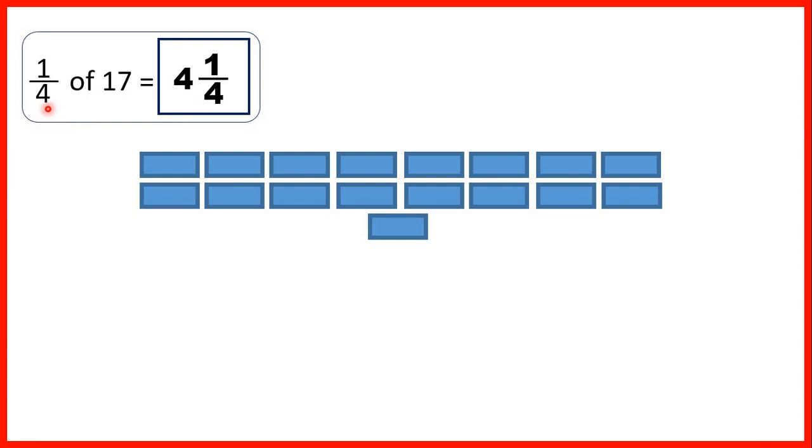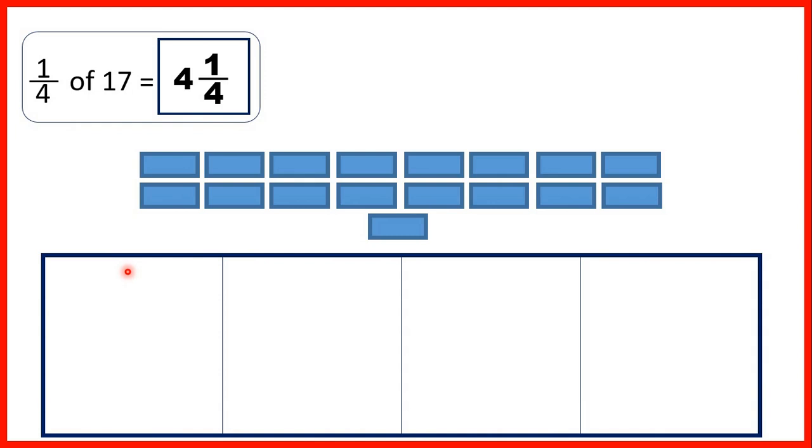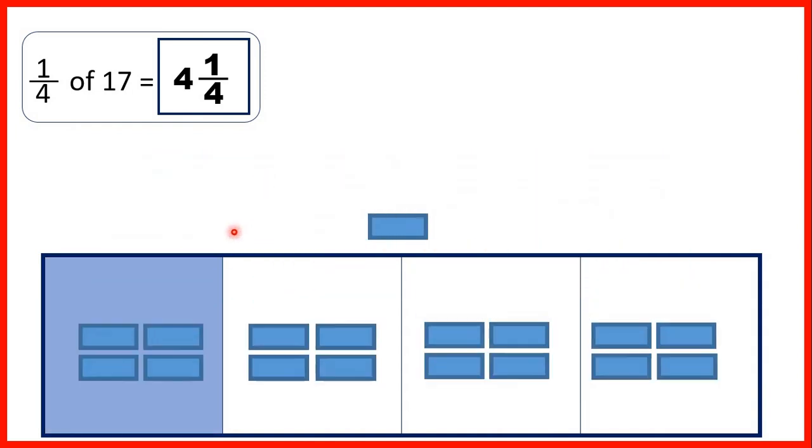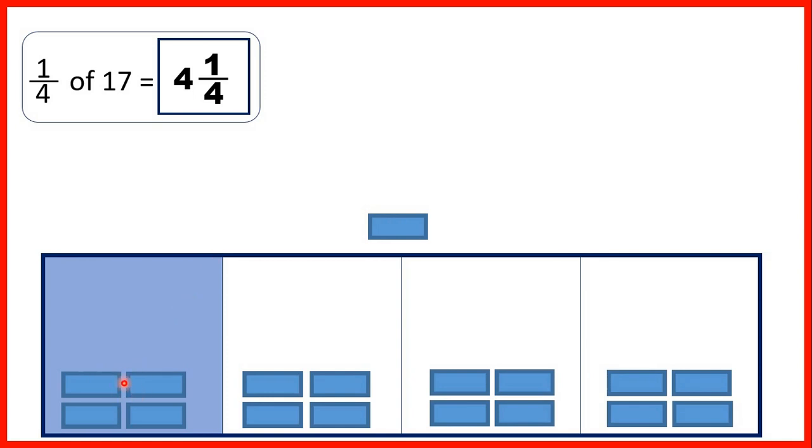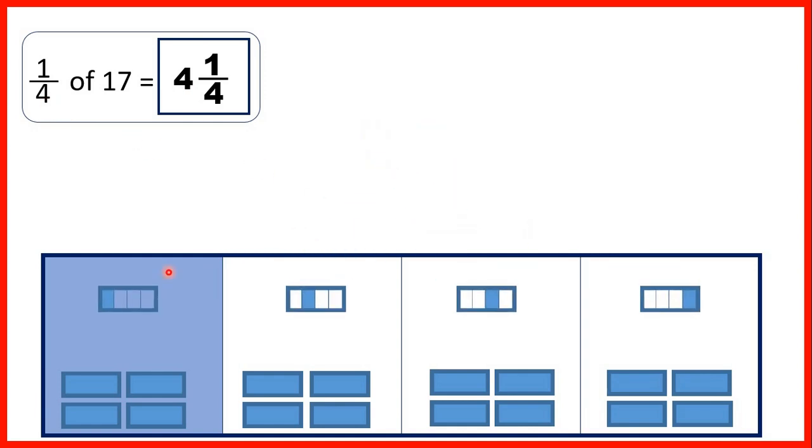Then we needed to find 1/4 of 17, so we can show a fraction bar split into quarters, and we're finding 1/4. We can share out 16 blocks with 4 in each group, so 4 is our whole number, and then we can split this remaining block into quarters because we're finding 1/4. So with those 4 quarters, if we share those out, we have 1/4 in each group, so that gives us 4 1/4 as our answer.